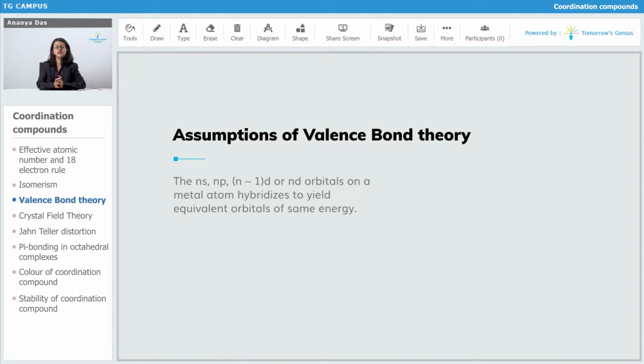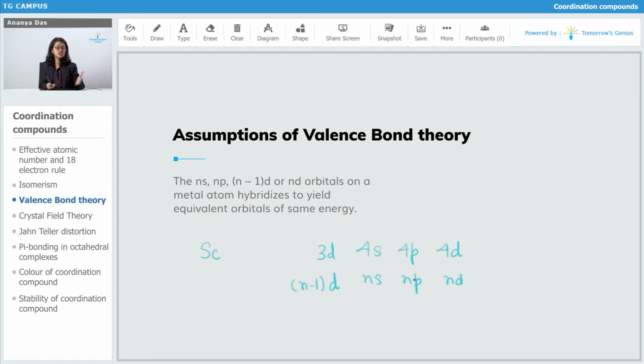The next assumption states that the ns, np, nd or n minus 1 d orbitals on a metal atom hybridize to yield orbitals of equivalent energy. Like when we talk about, let's say we take scandium, it belongs to the fourth period. So its outermost orbitals are 4s, 4p and 4d. So this is your ns, this is your np and this is your nd. So the n minus 1 d is going to be 3d, right? This is the n minus 1 d orbital.